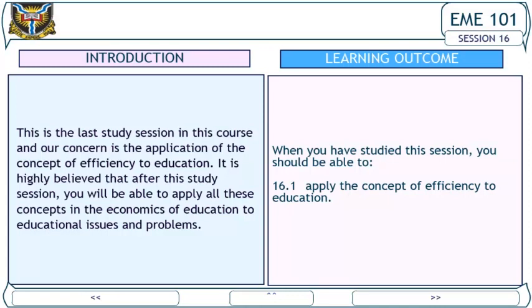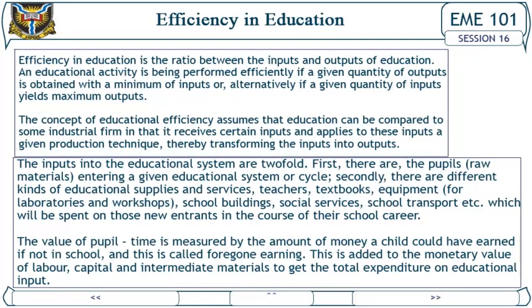Learning outcomes. When you have studied this session, you should be able to apply the concept of efficiency to education. Efficiency in education. Efficiency in education is the ratio between the inputs and outputs of education. An educational activity is being performed efficiently if a given quantity of output is obtained with a minimum of inputs, or alternatively, if a given quantity of inputs yield maximum outputs.